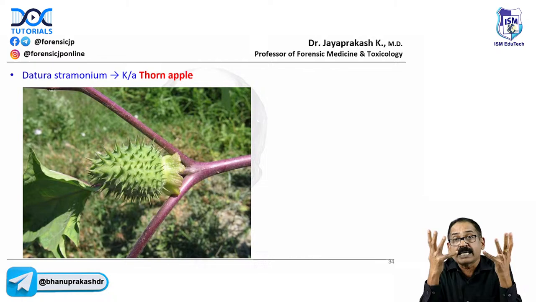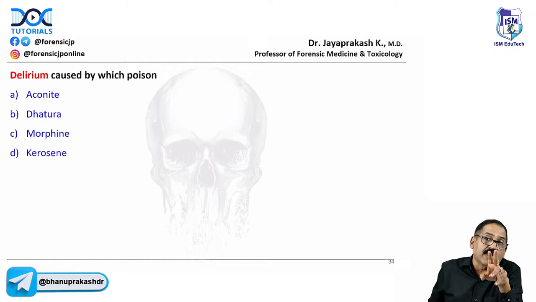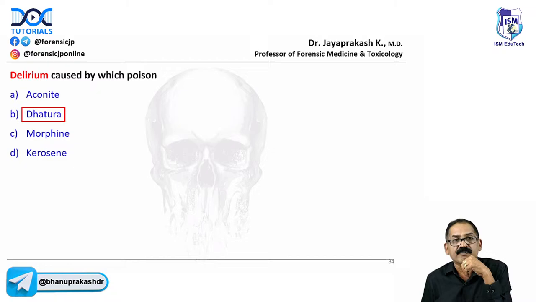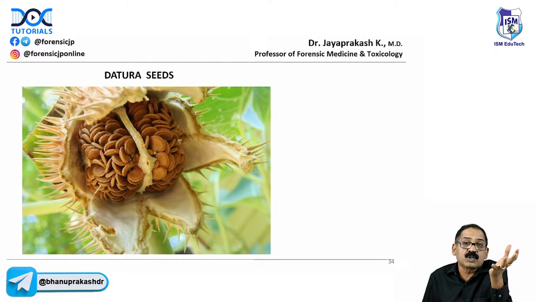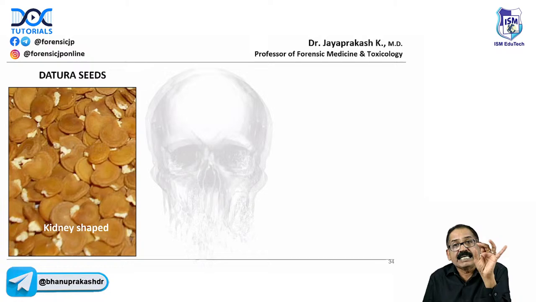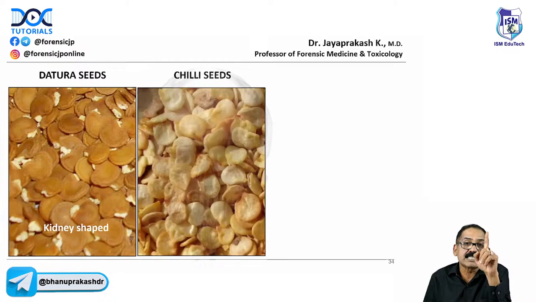It contains seeds. Okay. Delirium poison, I told. Delirium is caused by which poison? Datura is a delirium poison. Once it dries, it opens, with more than 200 seeds. The seeds are kidney-shaped, somewhat yellowish brown, mimicking chili seeds.